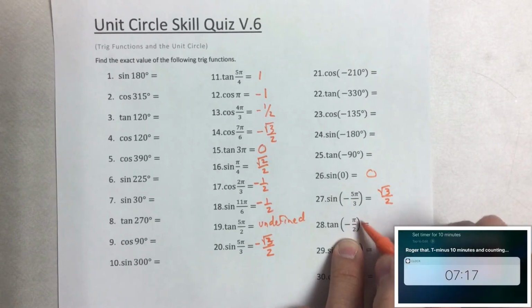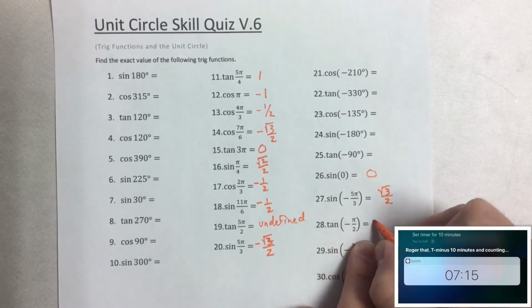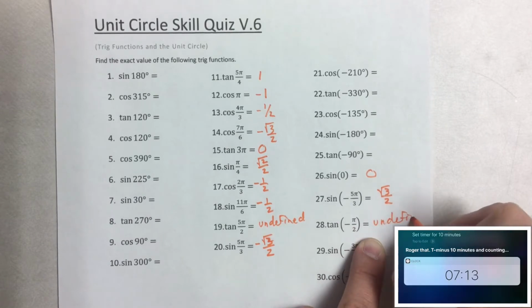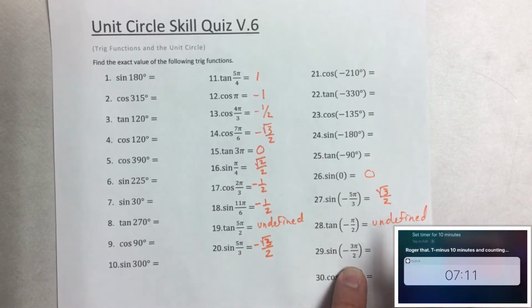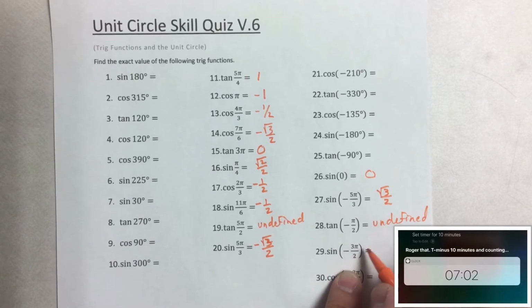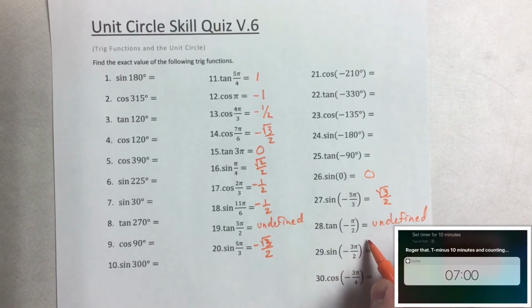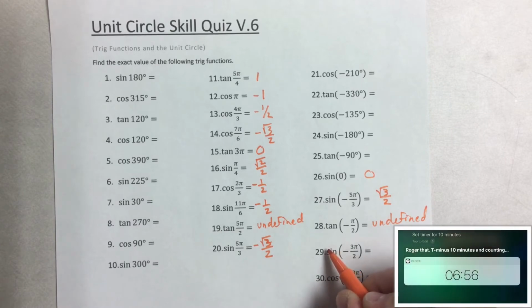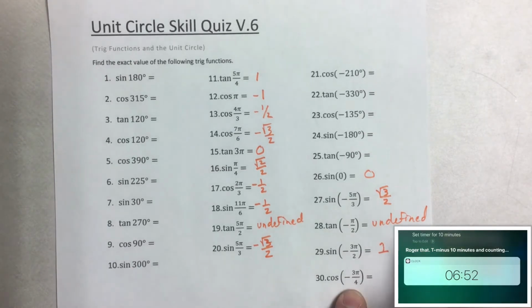So here, tangent, again, over 2, it's going to be undefined. And then sine of a half, this is either going to be +1 or -1. So going 3/2, so we're going backwards. So 1/2 is -1. Then we have 3/2, that's going to be +1. And then we have a fourth, so that's going to be square root of 2 over 2. Whether it's positive or negative, let's find out.